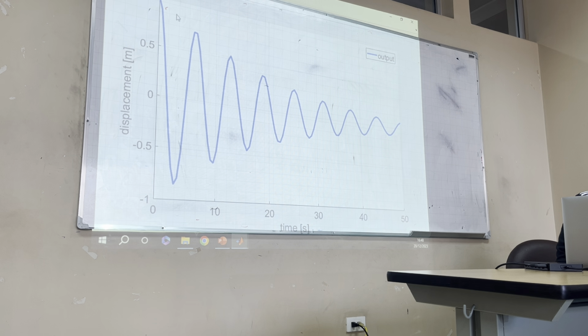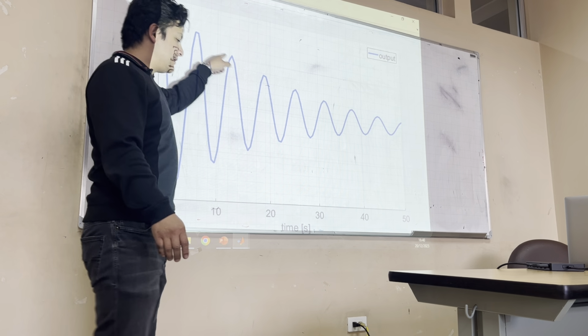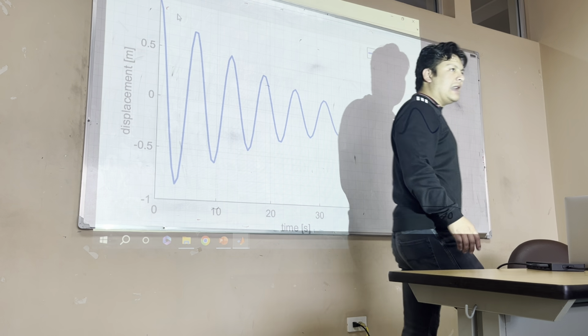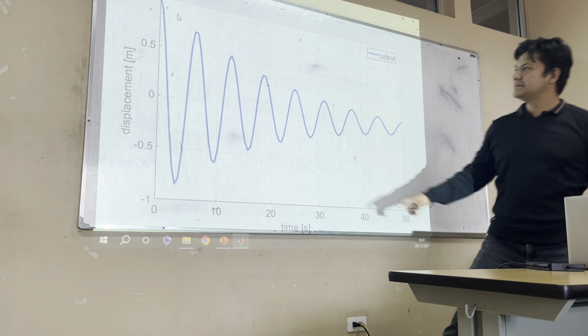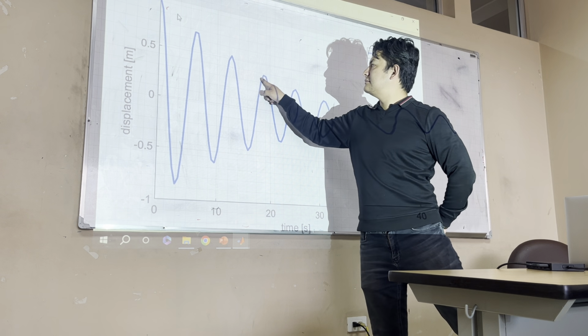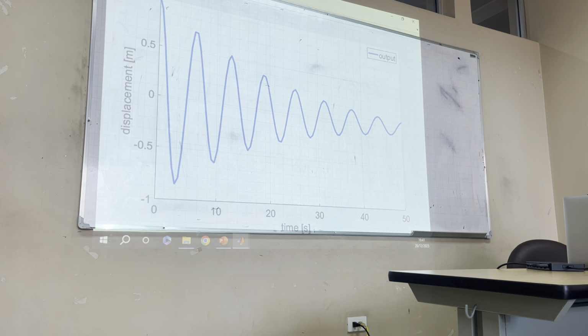What do you think of this curve? What is the response of the system? Underdamped. It's oscillating, right? You have the initial displacement and then the curve reduces. Do you like it? Does it look nice? It doesn't. Because you can see these corners are quite awful. How do you solve them?